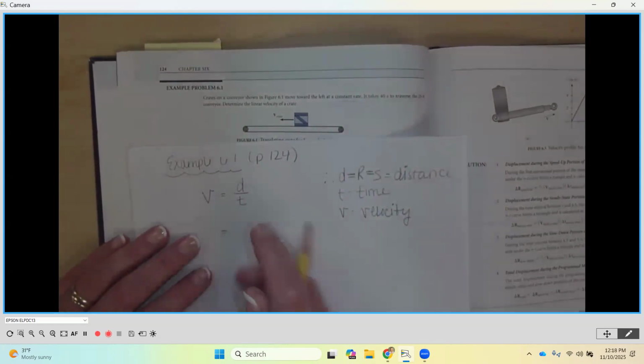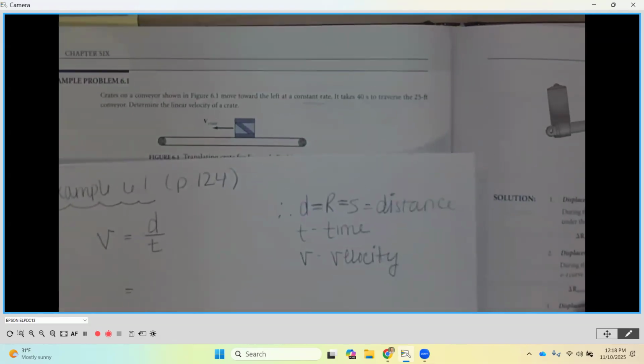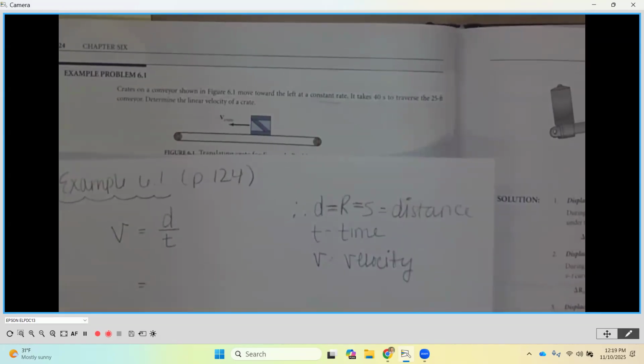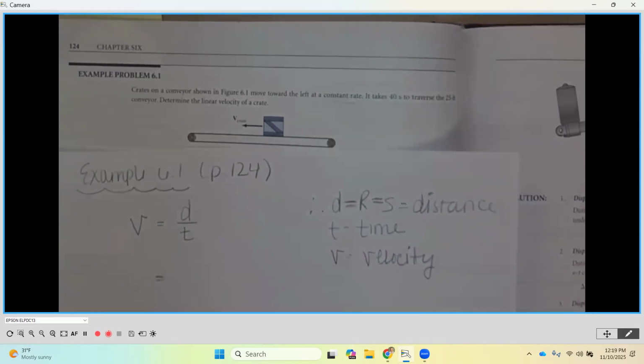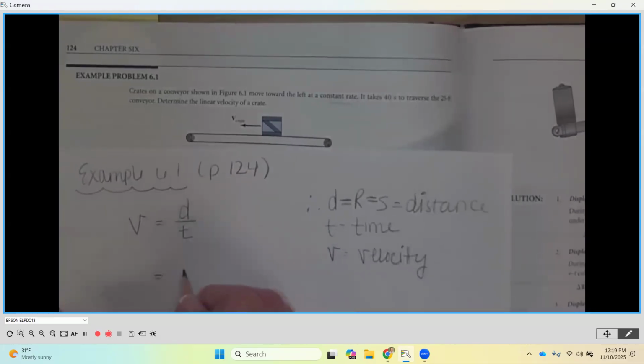So in this case, we know that the distance we're going to cover is what from the problem? Zoom in here a little bit. Do we see any distance references in the problem that we have here? 25 feet. Steve said 25 feet. Yes. Rainer, do you agree? Yes, yes. So 25 feet is going to be equal to our distance.